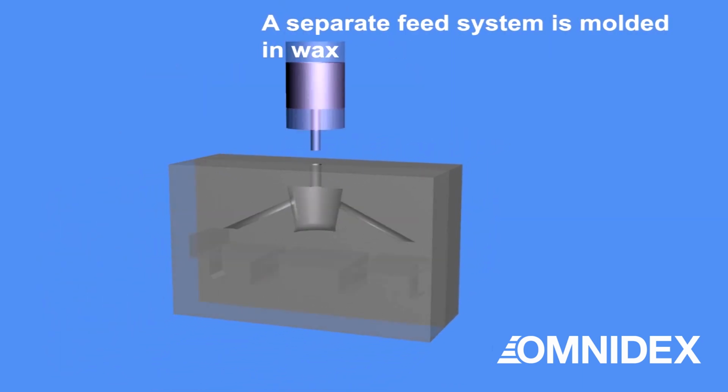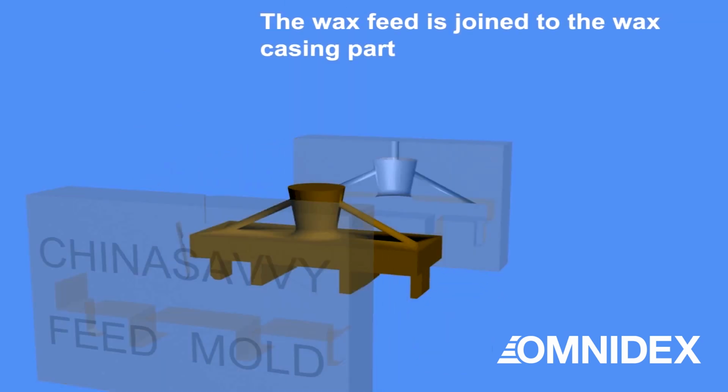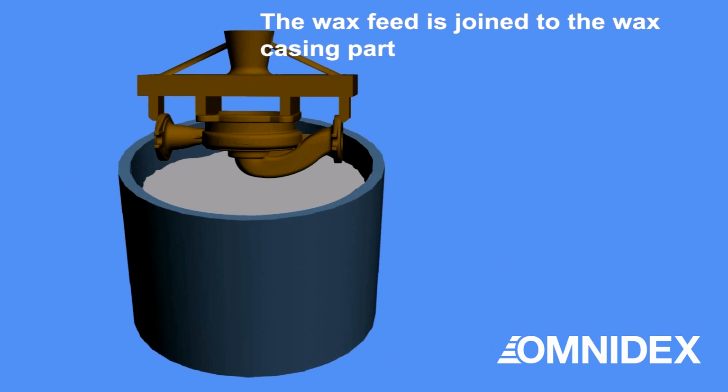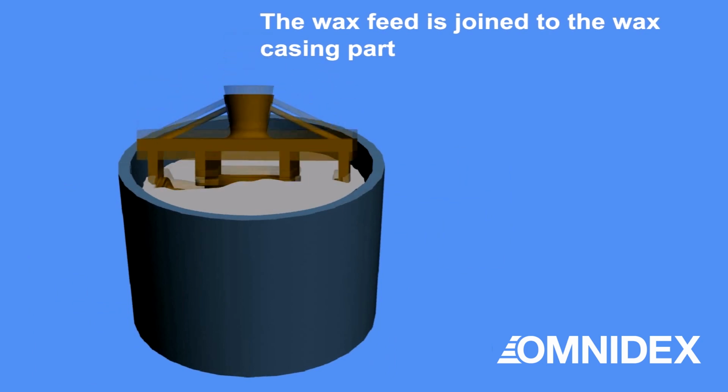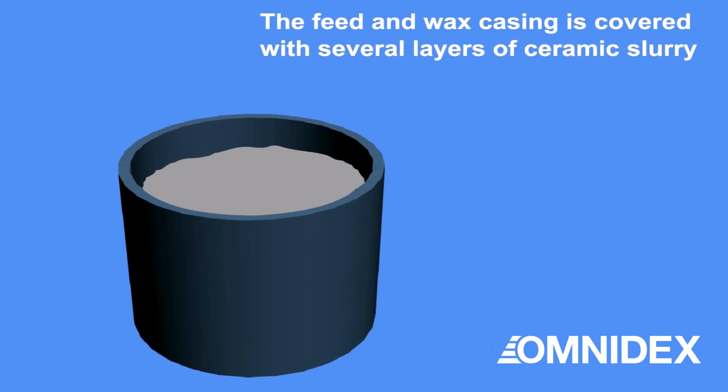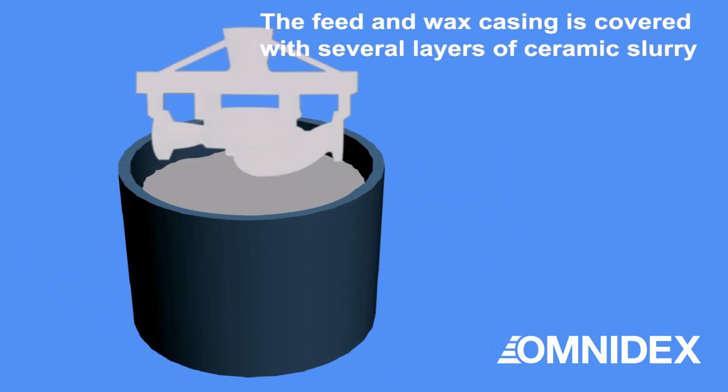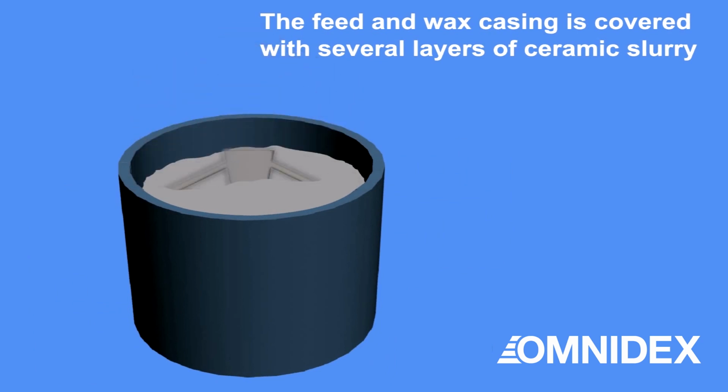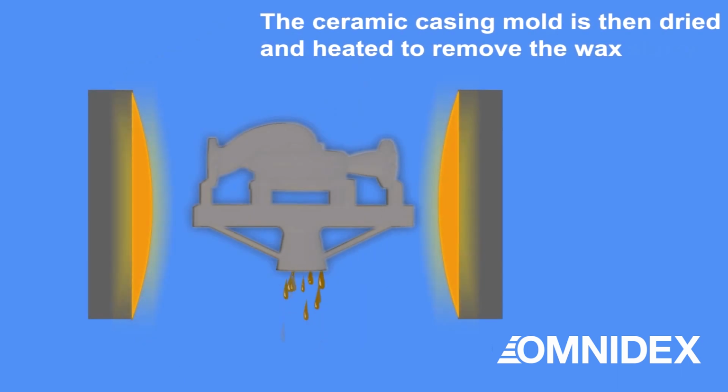A separate feed system is needed for the casting process. It is also molded in wax and joined to the wax casing part. The feed and wax casing is then covered with layers of ceramic slurry and dried to form a ceramic casing mold. The ceramic mold is heated to remove all the wax inside.